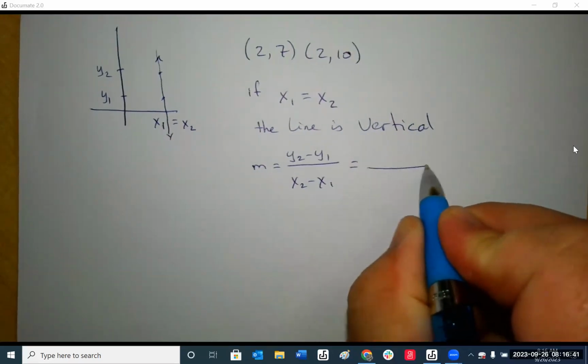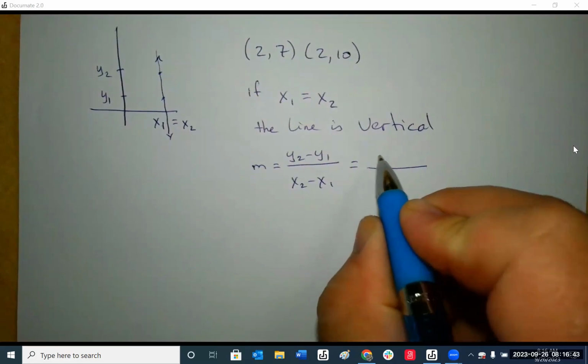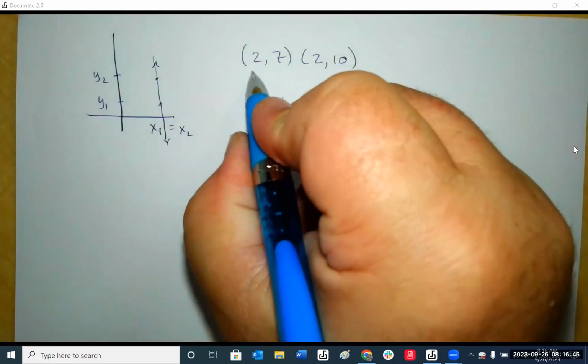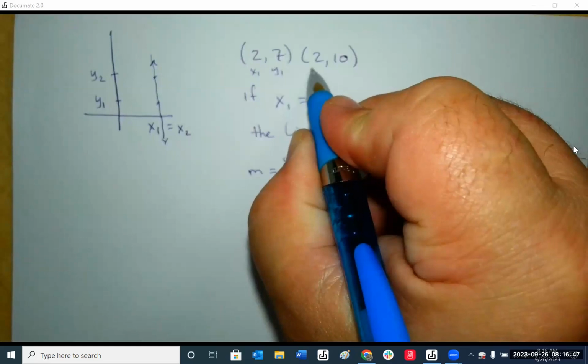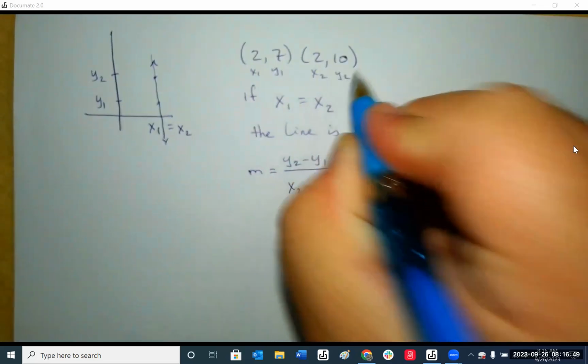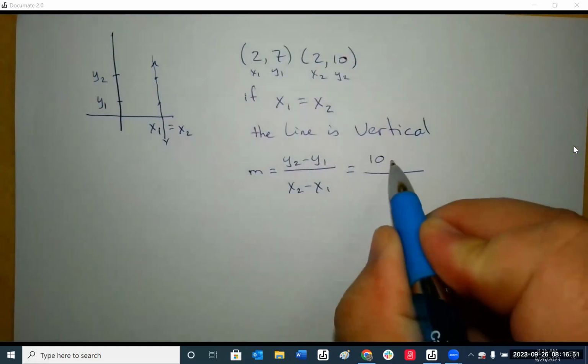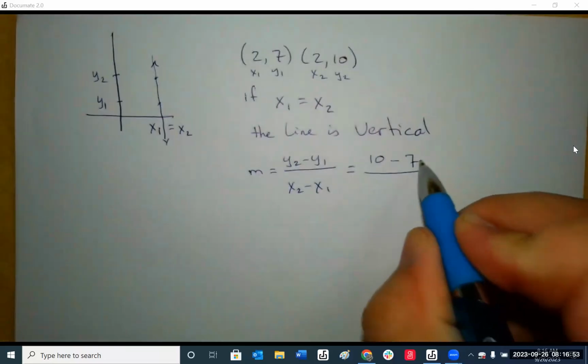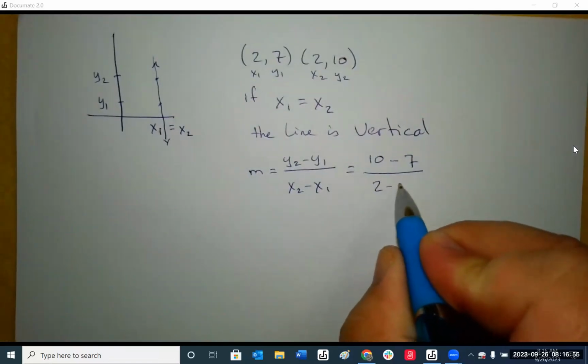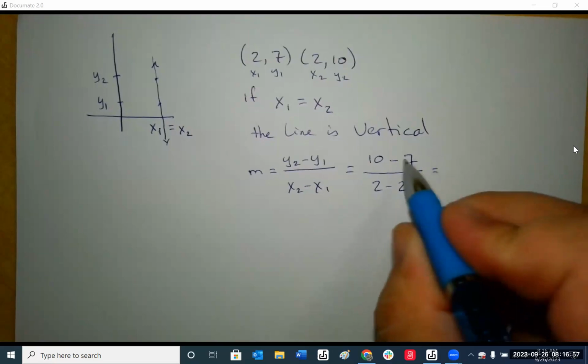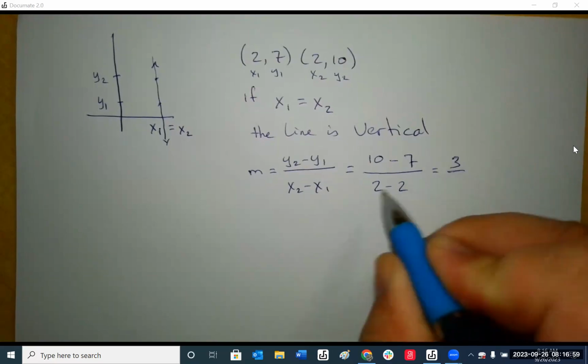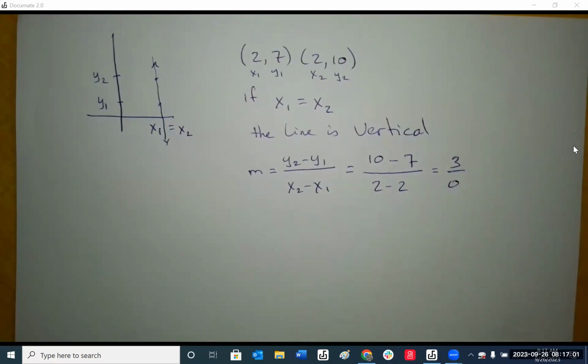What's y2? This is x1, y1, x2, y2. So y2 is 10, y1 is 7, x2 is 2. 10 minus 7 is 3, 2 minus 2 is 0.